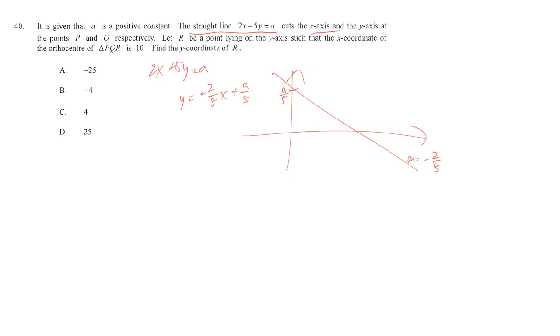And then they say it cuts the x-axis at point P, so this is P. It cuts the y-axis at point Q, this is Q. And then let R be a point on the y-axis, so R may be somewhere here, maybe somewhere here, we are not sure. And then such that the x-coordinate of the orthocenter. So that's the key point. We just brainstorm something, and now I'm going to draw a more precise diagram.